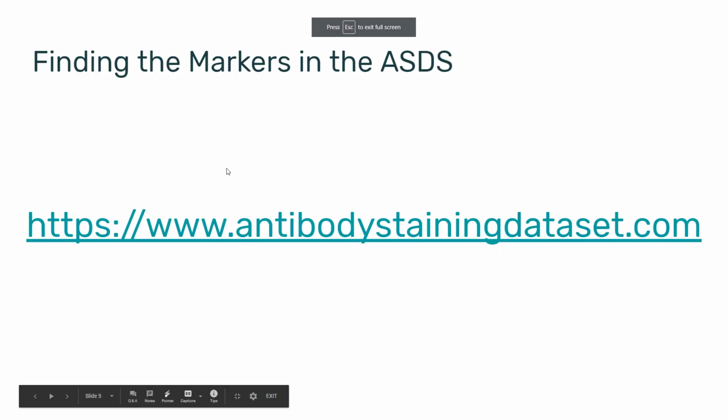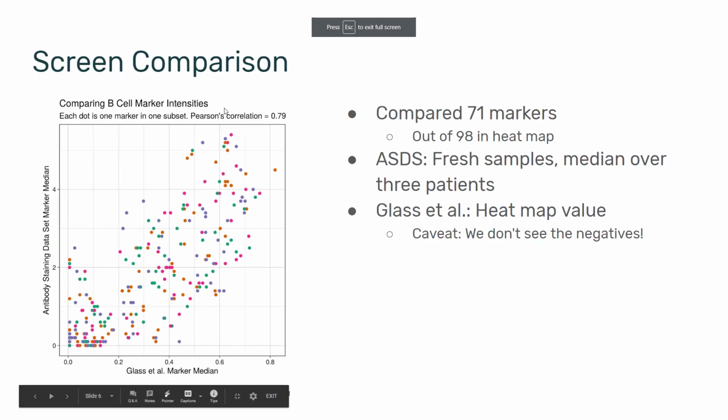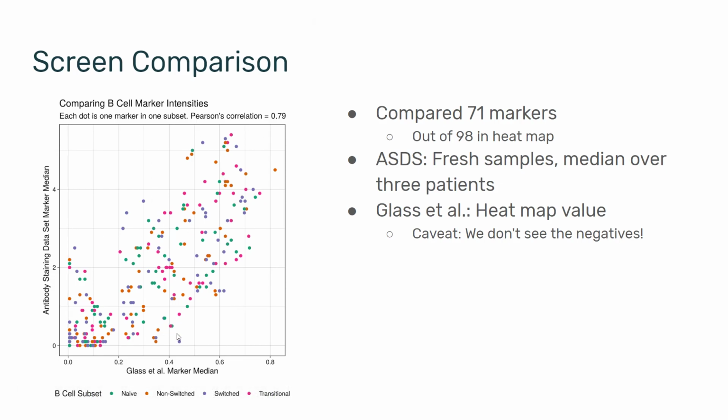And to do this, I've drawn this scatter plot. And in this figure, the x-axis are the marker medians from Glass et al. These are the values that we got from the heat map. And the y-axis are the medians from the ASDS, specifically taking the median over 3 donors. Each color is a different B cell subset, and here I'm comparing 71 out of the 98 markers. Again, you can look into the ASDS publication for an explanation why some of the markers are missing.